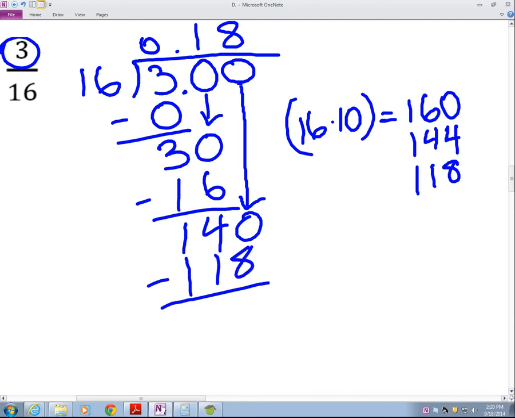The difference between those two is going to be 12. Wait, I did something wrong here. Something's not right. Isn't it 128? 128. Thank you. Yes. Good catch. So it's 12. That doesn't go into 12, so I have to get another 0 here.